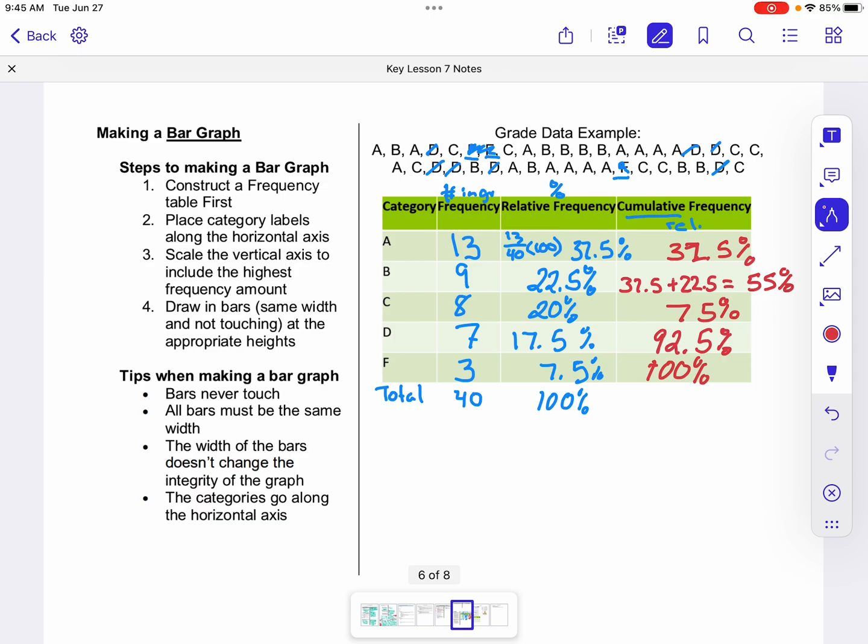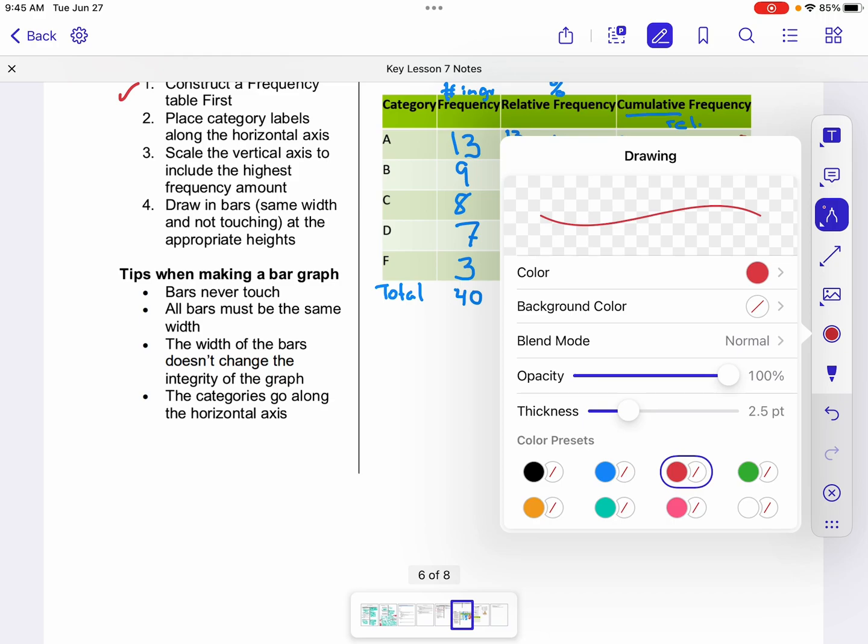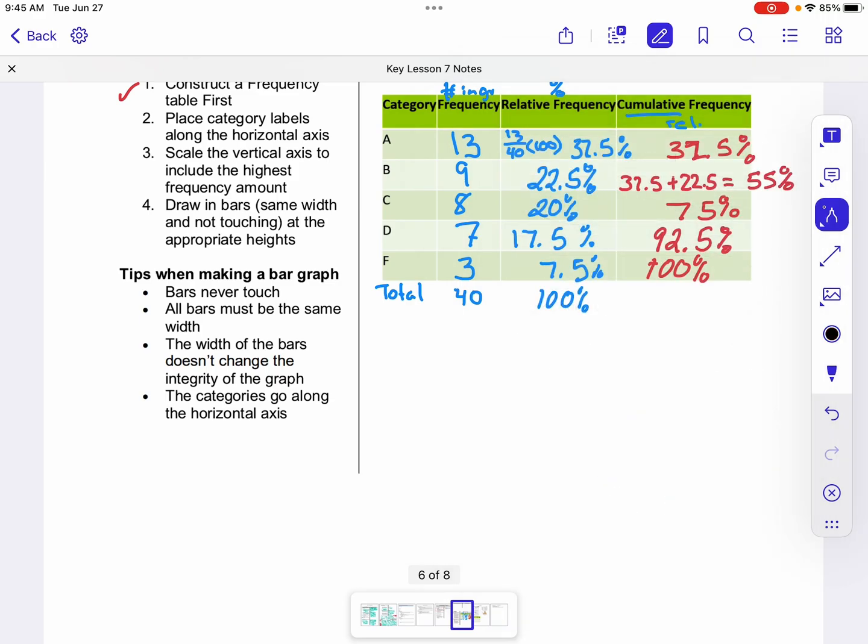Now, the next step is I want to take my frequency data and create a bar graph. So we constructed the frequency table. Now, I'm going to go through and set up my bar graph. I'm going to use black here, and use some lines. So we need an axis, and we need an axis here. So we have a horizontal and we have a vertical axis.